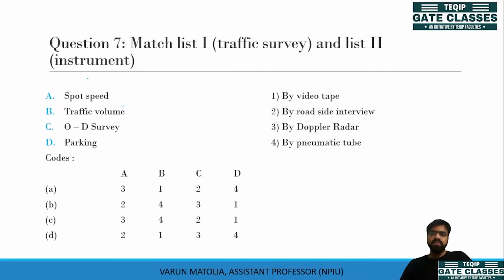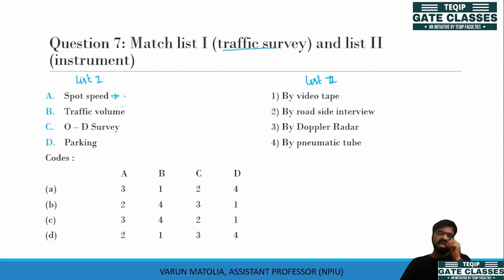Here in the list 1, this is your list 1, this is your list 2. List 1 is traffic surveys. We have spot speed survey, traffic volume survey, O&D survey, and parking survey. List 2 tells you about the instruments which are being used in these types of surveys. So one by one we'll talk about the survey and we'll discuss the instrument which can be used in order to perform that survey. So first, spot speed survey.